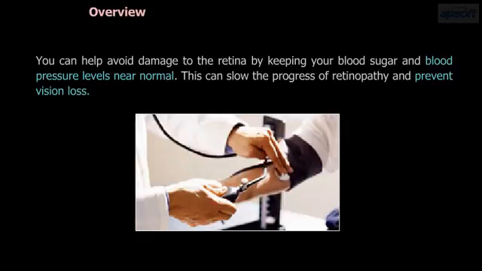You can help avoid damage to the retina by keeping your blood sugar and blood pressure levels near normal. This can slow the progress of retinopathy and prevent vision loss.